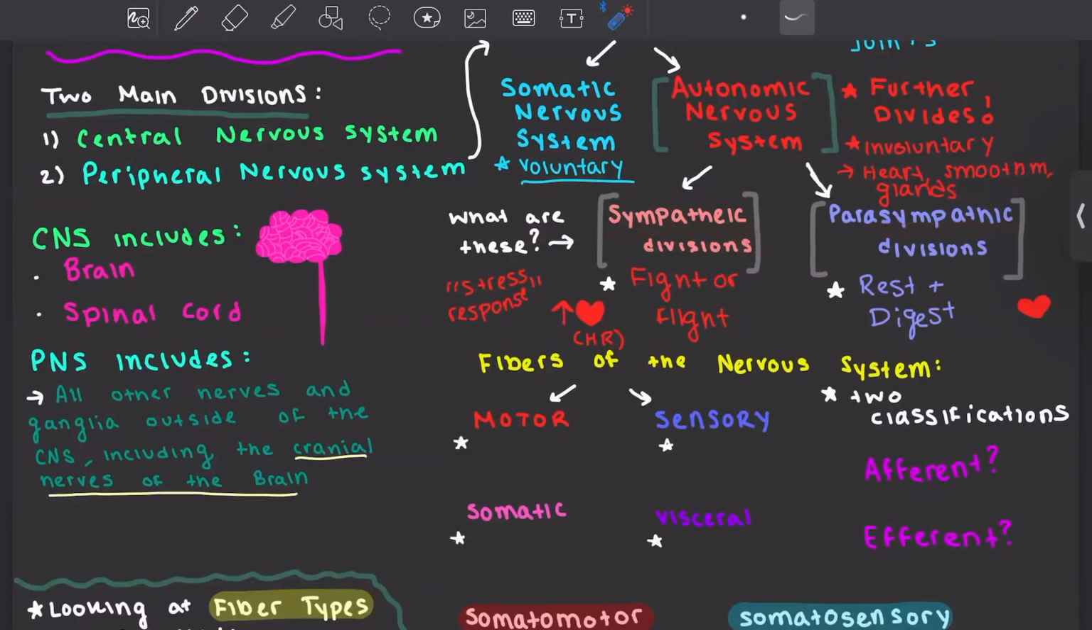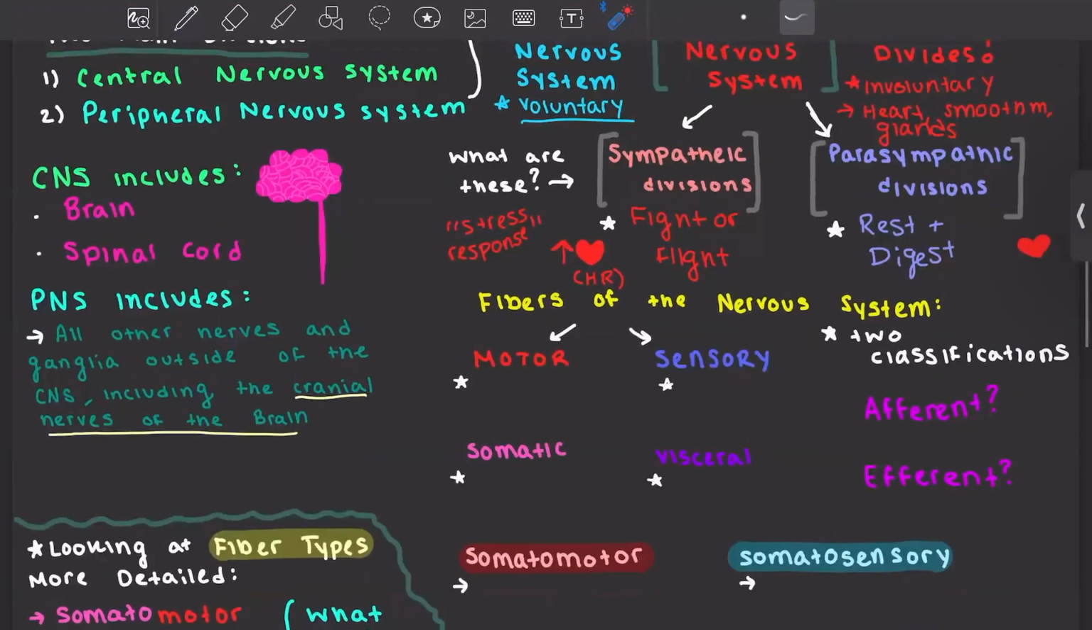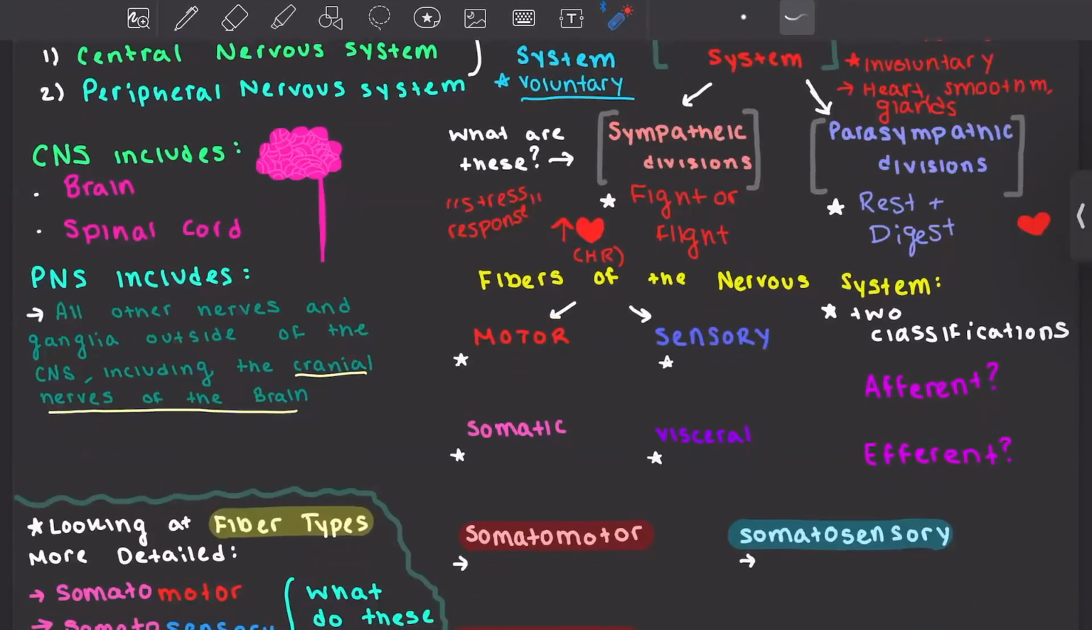The main things you need to know right now is fight or flight with the physiological responses in tune with that, and then the rest and digest for parasympathetic. So let's go down here and let's talk a little bit more about the fibers of the nervous system. These are terms that are going to pop up a lot when talking about the nervous system. So it's important to distinguish the difference between the two.